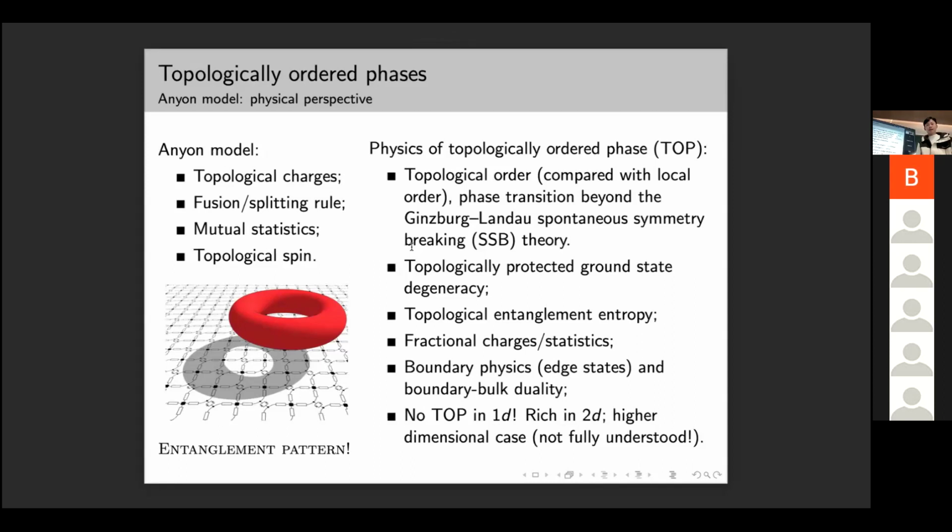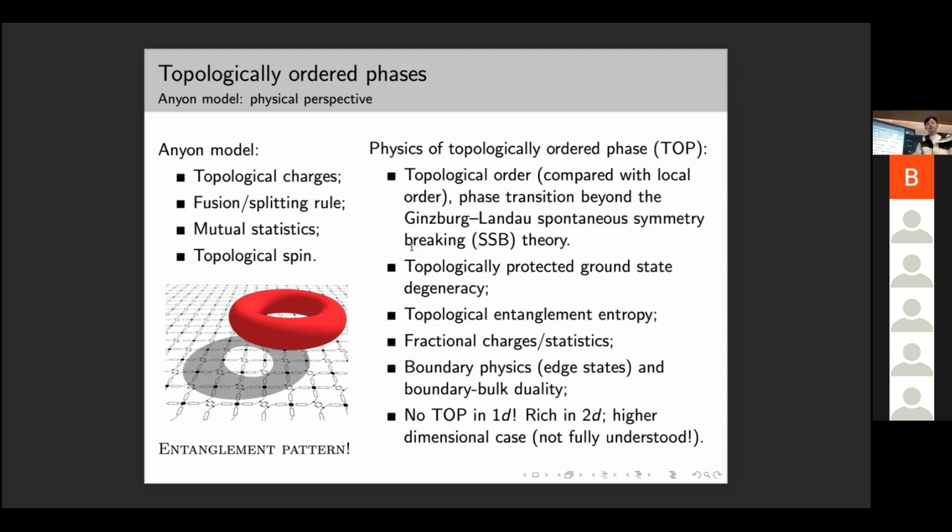And let me first remind some of the basic definitions about the topologically ordered phases. The anyon model has been studied for a long time, and usually it is considered for a 2D system, because we know that there are excitations, and these excitations have their topological charge, and they have their fusion and splitting rules and the mutual statistics and so on.